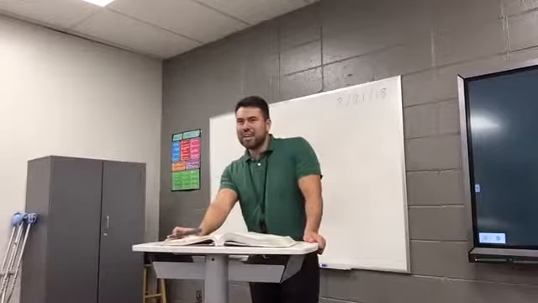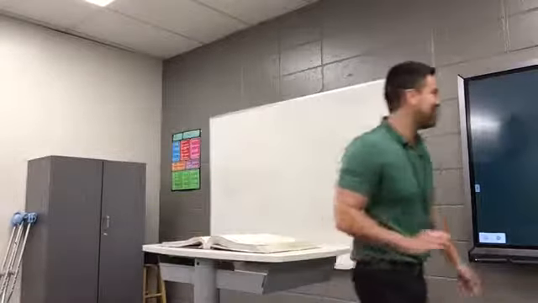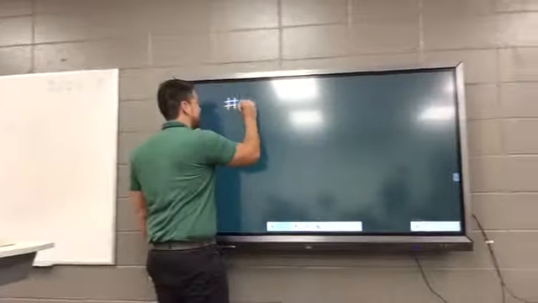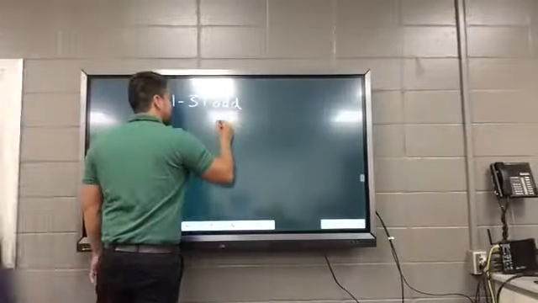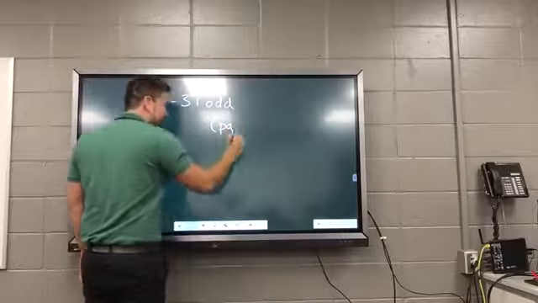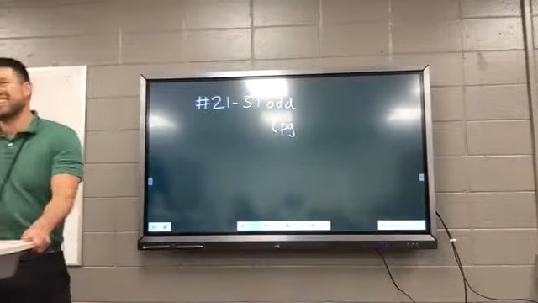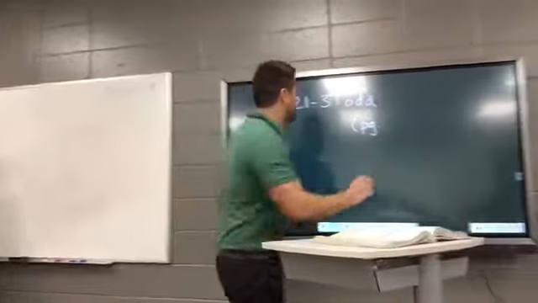Okay, your homework. You've earned it. 21 to 37 odd. 21 to 37 odd. It would be all right if you did the evens and the odds. Page 525.